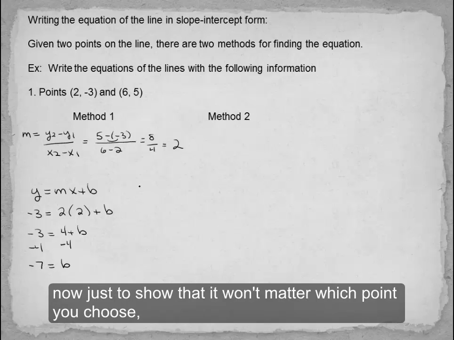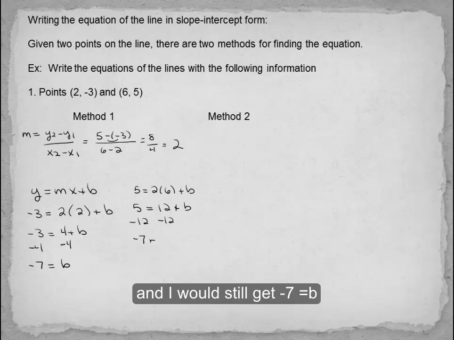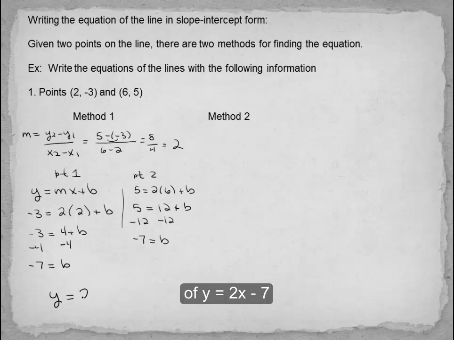Now, just to show that it won't matter which point you choose, if I used the other point, I would have had 5 is equal to 2 times 6 plus b. 5 is equal to 12 plus b. I would have subtracted 12, and I would still get negative 7 is equal to b. So this was with point 1, and this is with point 2. And you can see that you get the same answer for b, giving you the same equation of y is equal to 2x minus 7.